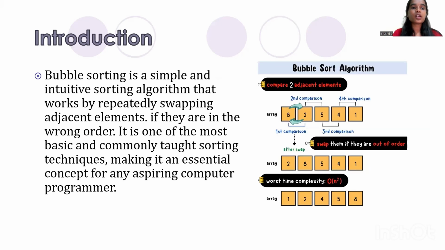Here is the introduction to bubble sorting. Bubble sorting is a comparison of two adjacent elements until the array gets swapped into the right order. Bubble sort is a simple and intuitive sorting algorithm that works by repeatedly swapping adjacent elements if they are in the wrong order. It is one of the most basic and commonly taught sorting techniques, making it an essential concept for an aspiring computer programmer.